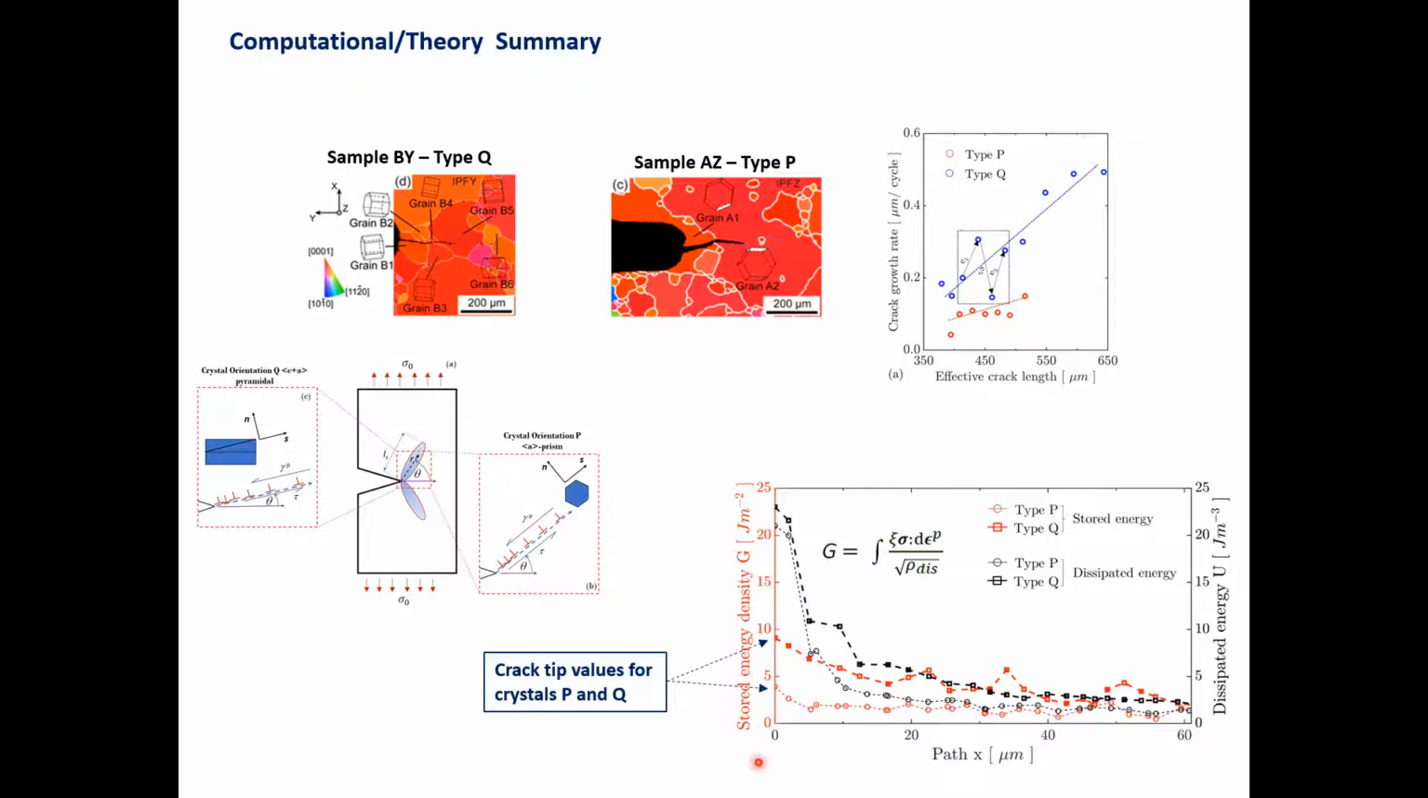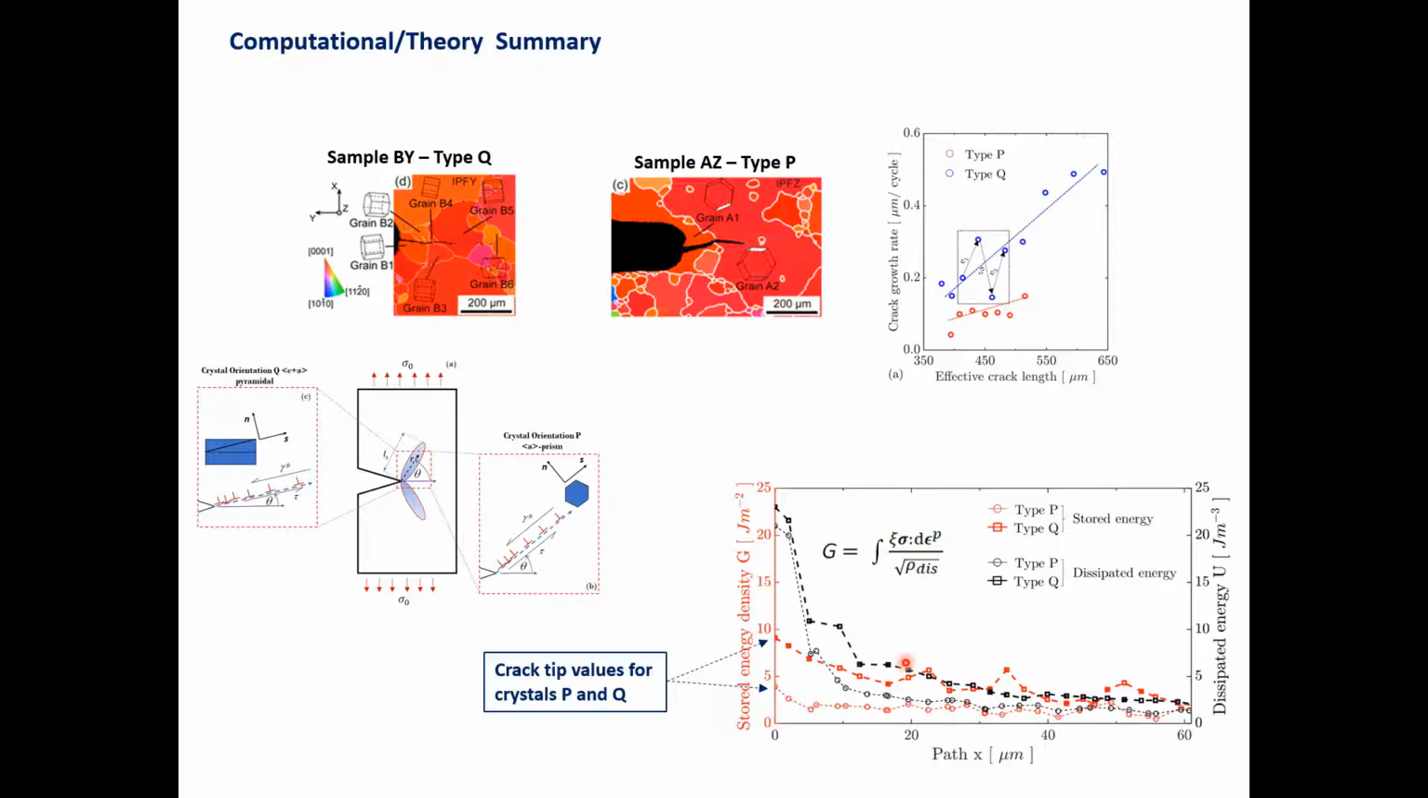It's plotted here against path distance away from the crack, so that's at the crack tip. And what we see immediately is that the crystal plasticity calculation shows that the stored energy density for sample Q is much higher than for sample P. So, and again, the higher value there explains why, I would argue, we see these high rates of growth in sample Q, and it's much lower for sample P, explaining why we see these much lower rates of growth in sample P in the experiments.